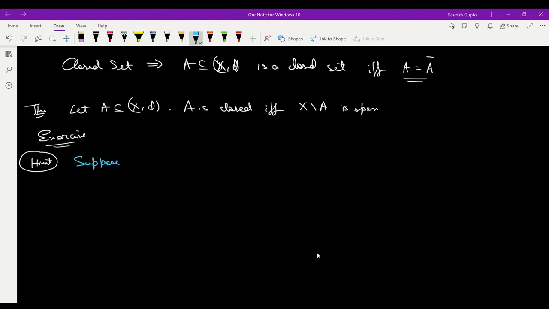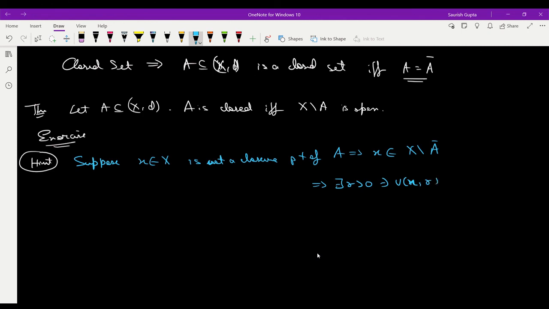Suppose X belonging to capital X is not a closure point of A. That implies X belongs to the complement of the closure of A, because X not being a closure point of A means X lies outside the closure of A. This is what it means, right? And if so, that basically means that there exists some positive radius R such that a ball with center at X and radius R intersection A is empty.